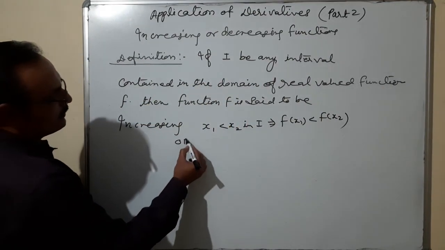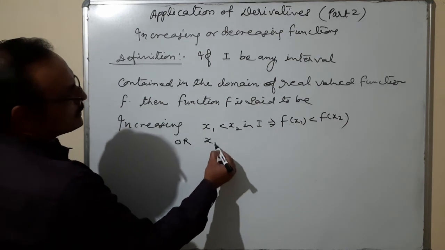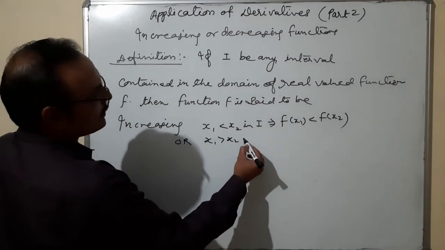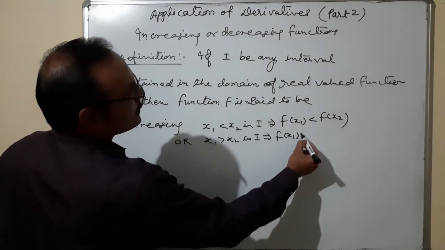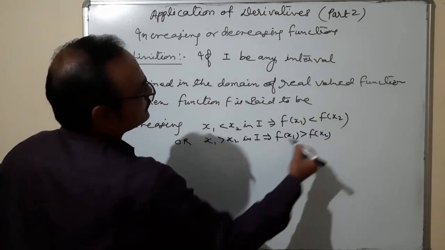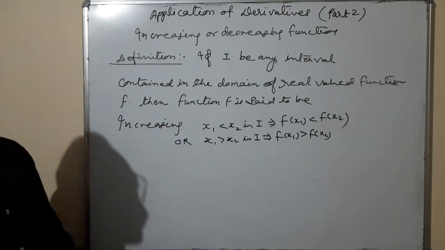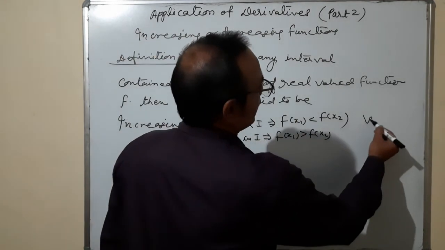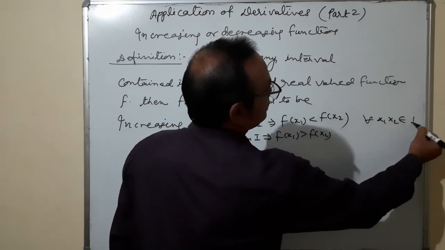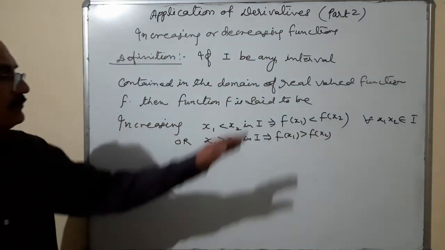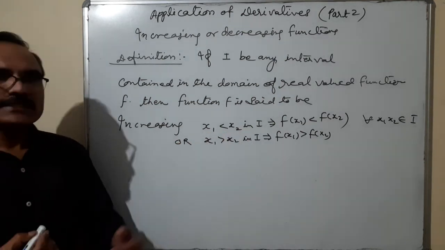Or x1 is greater than x2 in I. This means f of x1 is greater than f of x2. And where x1, x2 belongs to? For every x1, x2 belongs to interval. Okay? In both the cases. So this is the increasing condition.